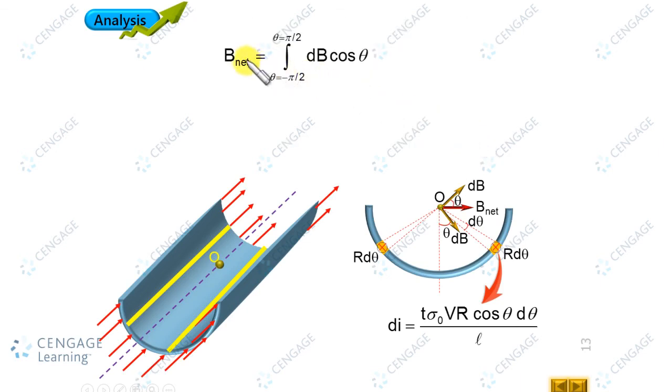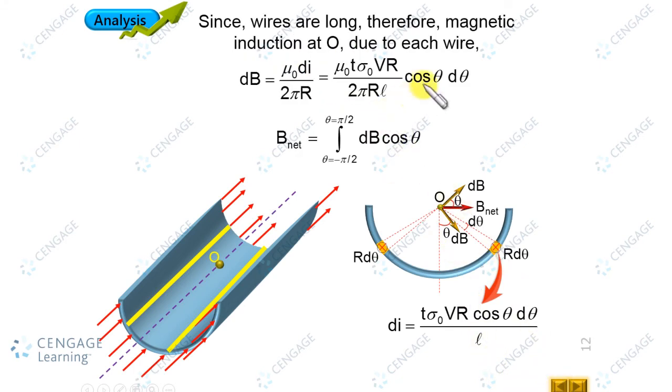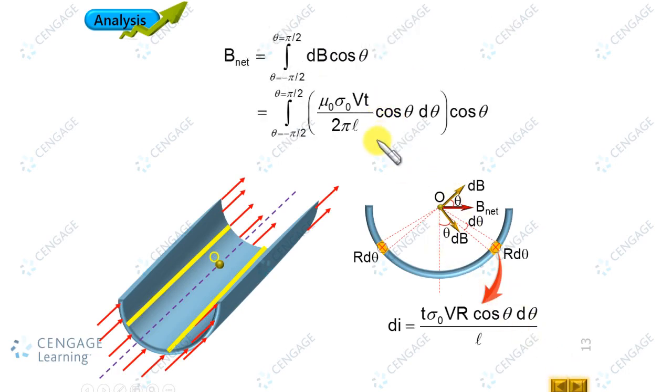This is the integral of dB cos theta from minus pi by 2 to plus pi by 2, right? Now let us rearrange this term. Let us substitute the value of dB. dB is this much. We can cancel out capital R. So we can write this expression. Now we can put the constant term, that is mu naught sigma naught v t divided by 2 pi L, outside the integral, and this integration is from minus pi by 2 to plus pi by 2. So here we can write twice multiplied by the integration limit 0 to pi by 2. So let us write this expression.